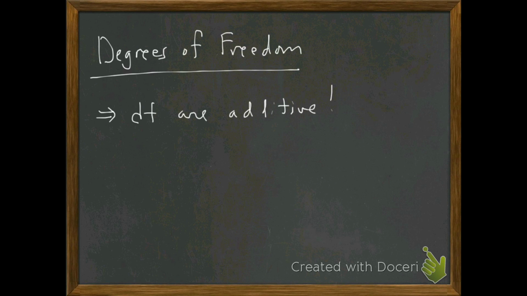So what I mean by that is we could look at the degrees of freedom for our total, and that's going to have to sum up to the degrees of freedom for our regression plus the degrees of freedom for our error. So I want to examine each one of these separately.